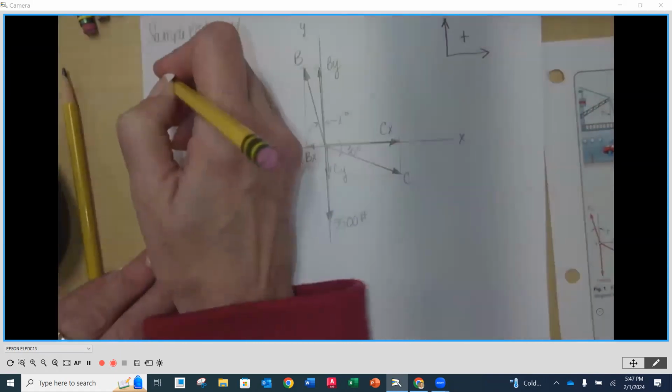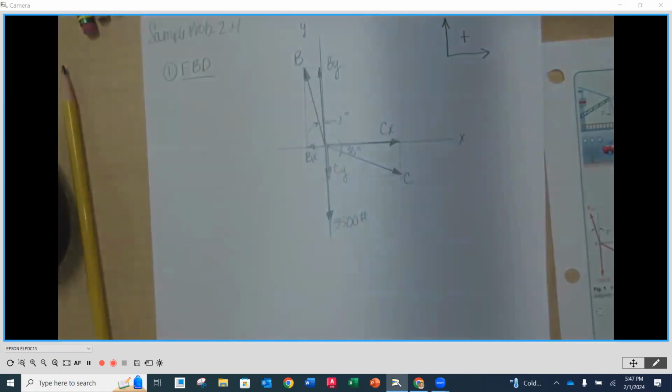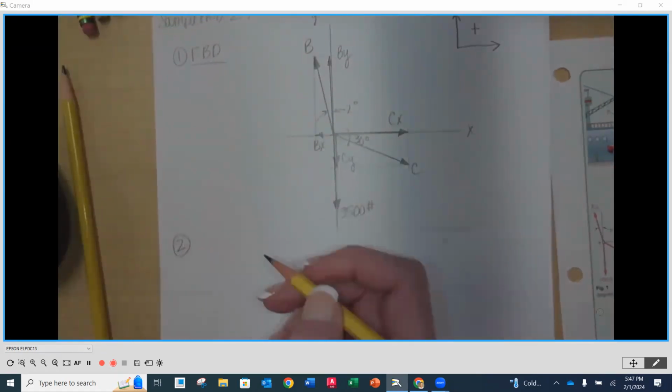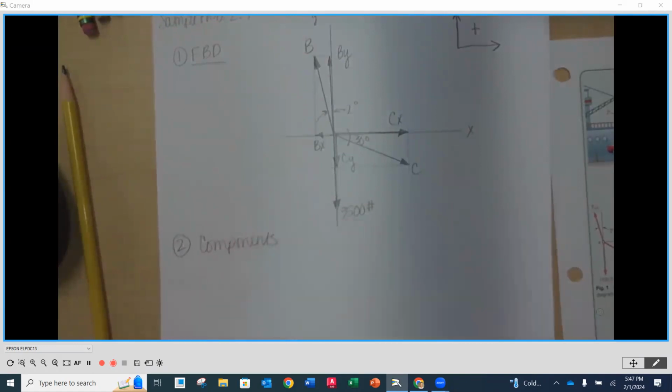So I'm going to call this step number 1. We're going to call it free body diagram, FBD. And then step number 2 is going to be components. Now components again are going to be any forces that aren't already on the X and Y axis. So our 3,500, it's on the Y axis. You wouldn't say that's a 0 X component and it's all in the Y. Just don't even include it here because we'll include it in our equation of equilibrium later on in the Y direction. So we're just doing components of what's here.